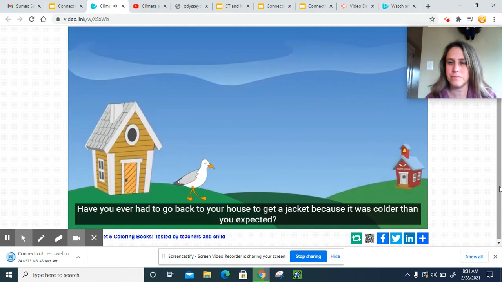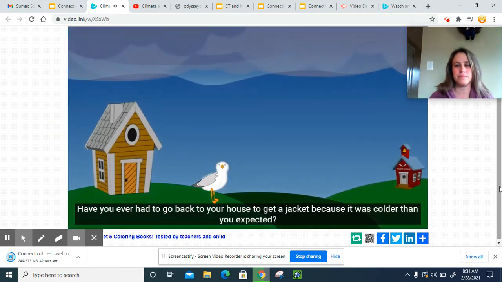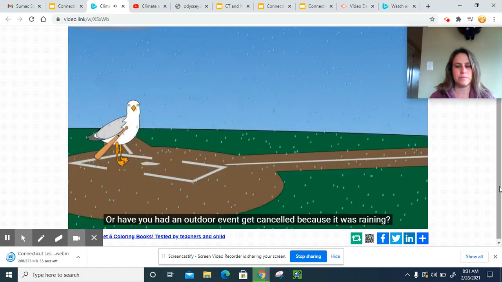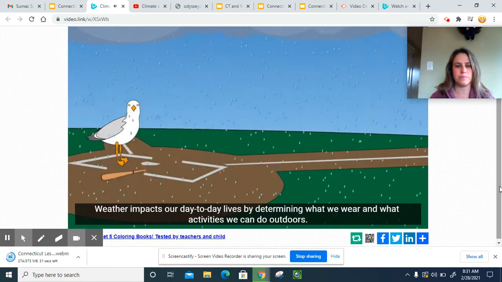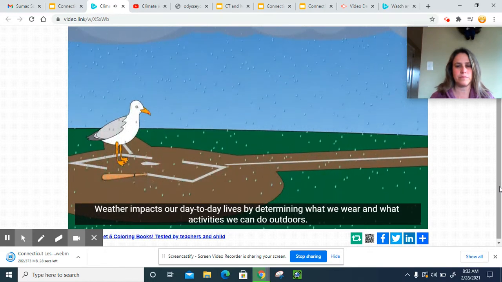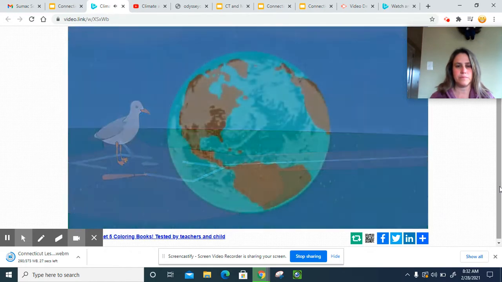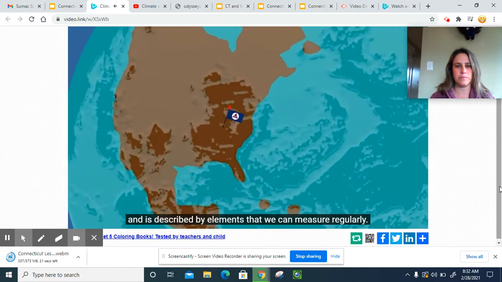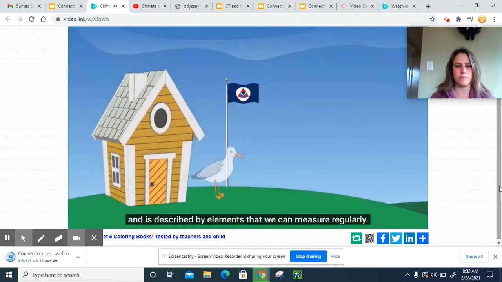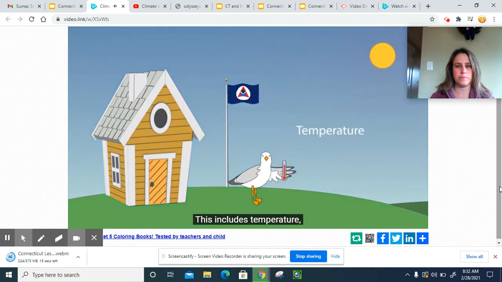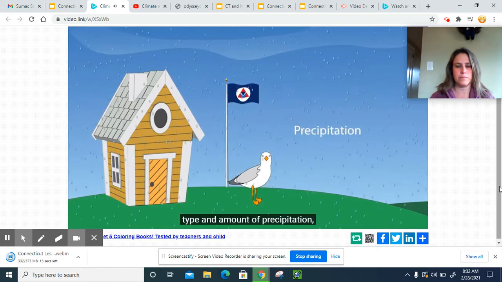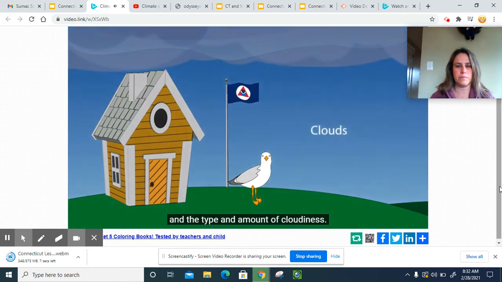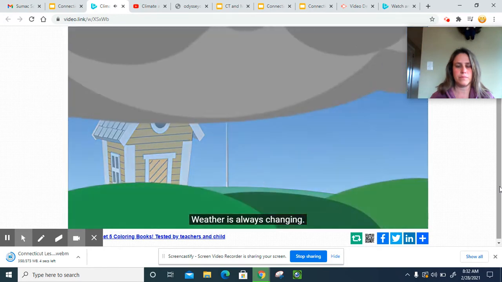Have you ever had to go back to your house to get a jacket because it was colder than you expected? Or have you had an outdoor event get canceled because it was raining? Weather impacts our day-to-day lives by determining what we wear and what activities we can do outdoors. Weather is defined as the conditions in the atmosphere at a specific time and place, and is described by elements that we can measure regularly. This includes temperature, air pressure, type and amount of precipitation, speed and direction of the wind, and the type and amount of cloudiness. Weather is always changing.